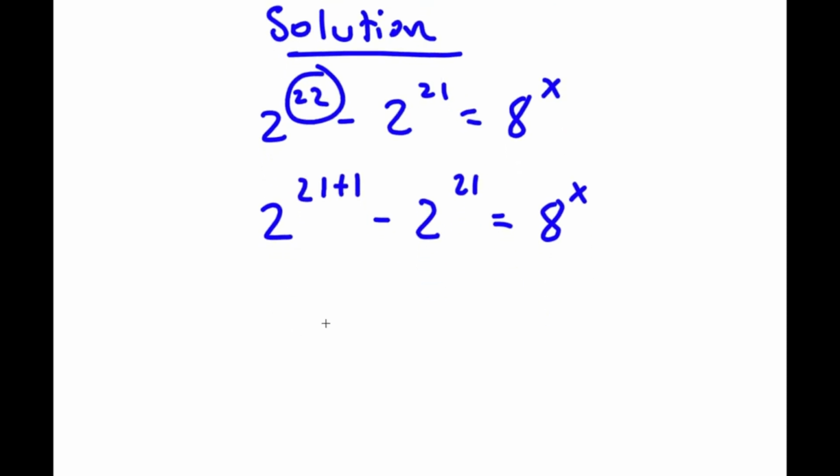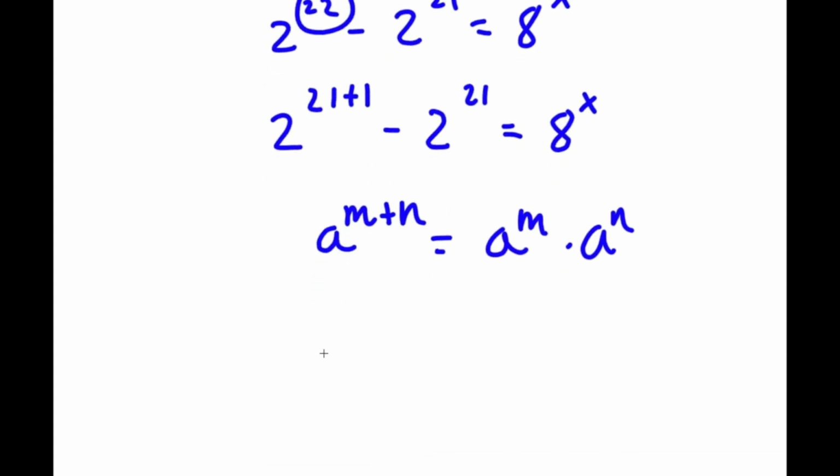Now, if I have something in the form a to the power of m plus n, this is equal to a to the power of m times a to the power of n. So 2 to the power of 21 plus 1, I can rewrite it as 2 to the power of 21 times 2 to the power of 1. And I still have minus 2 to the power of 21 is equal to 8 to the power of x.